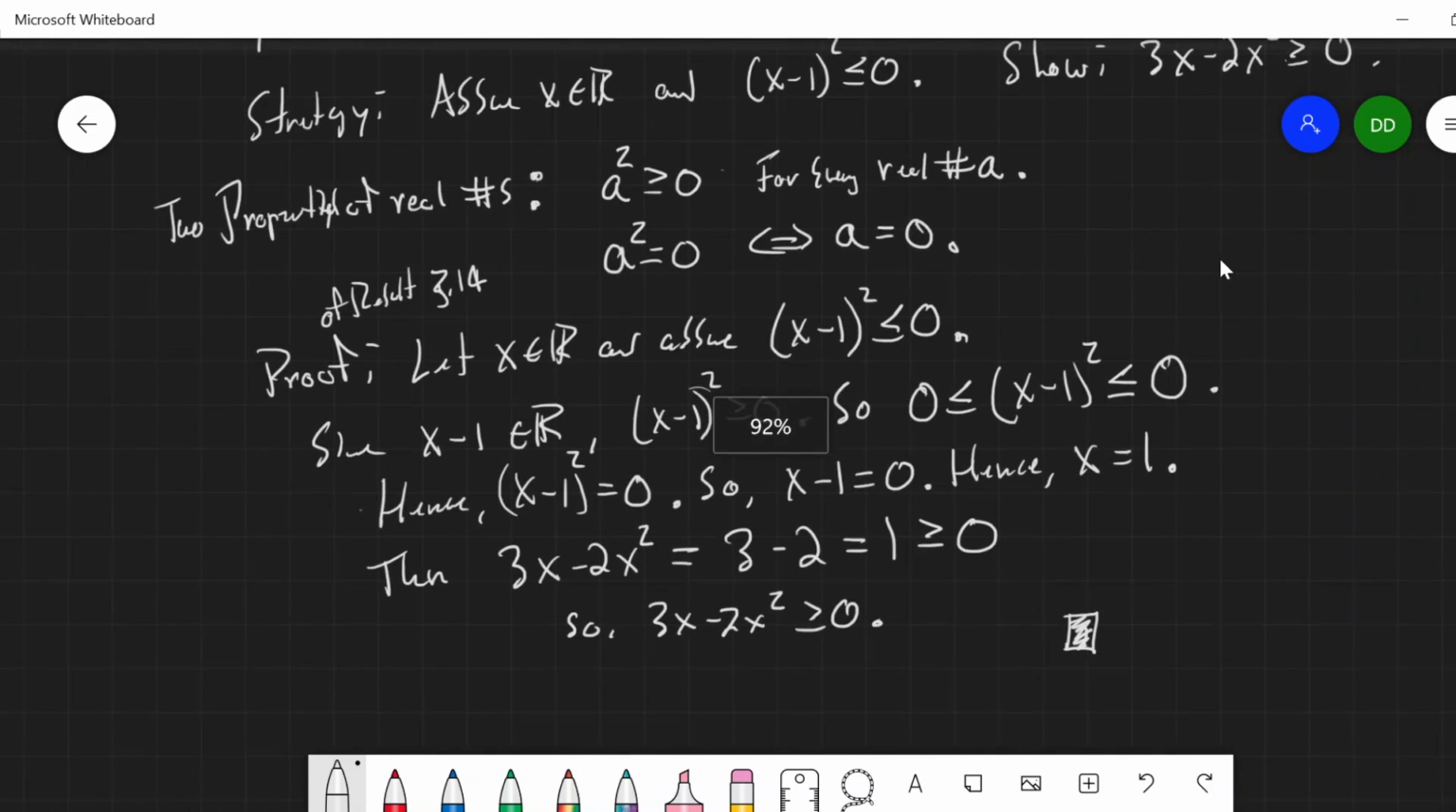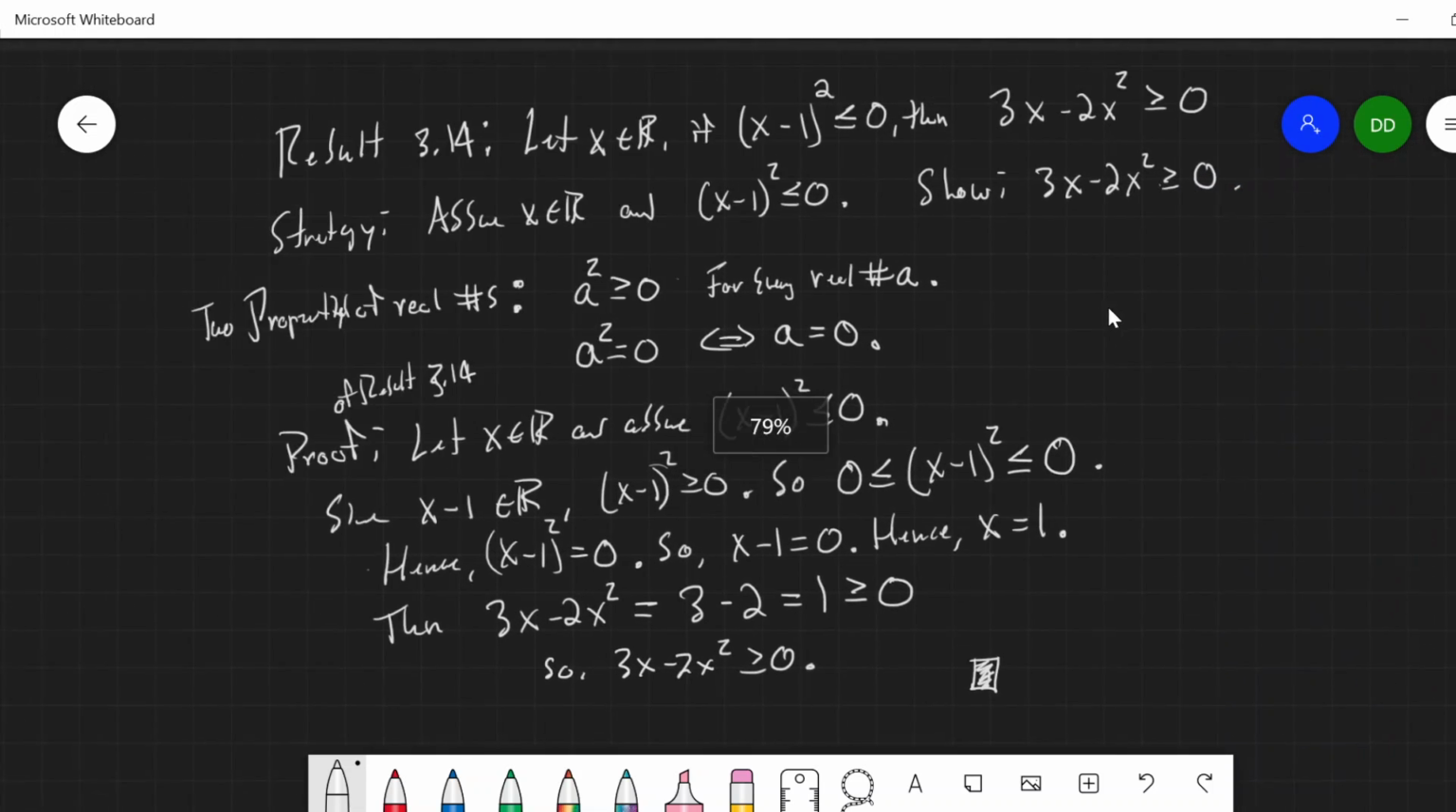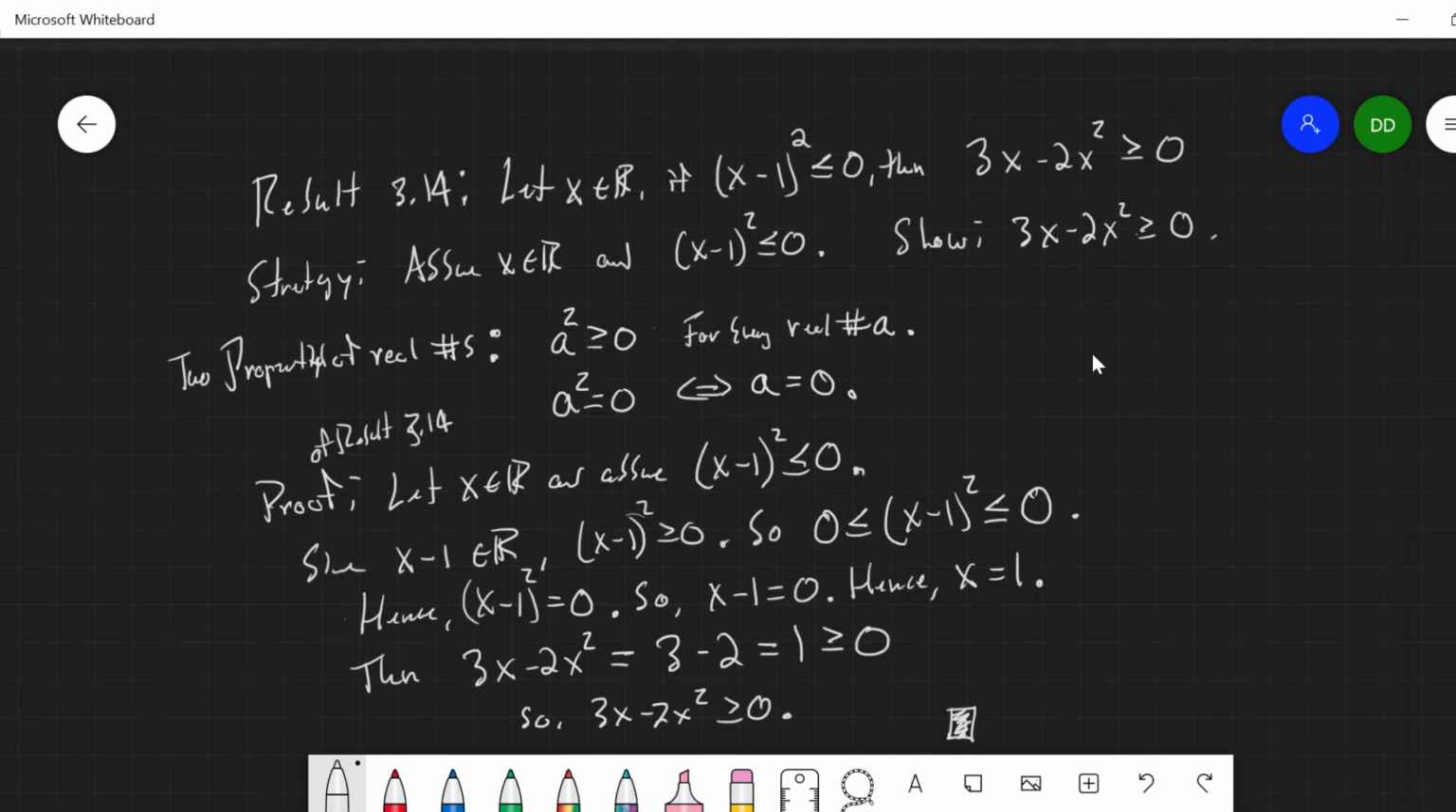All right, in the next video, we're going to start working with odd and even integers. This turns out to be a really nice playground for us to learn proofs. We'll see that in the next video, and we'll prove another statement.